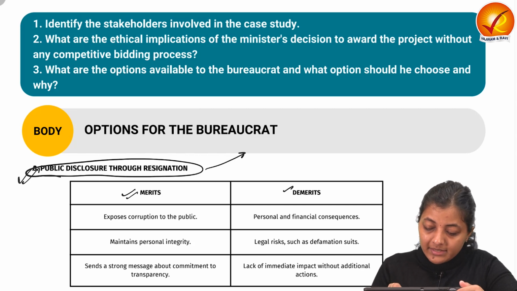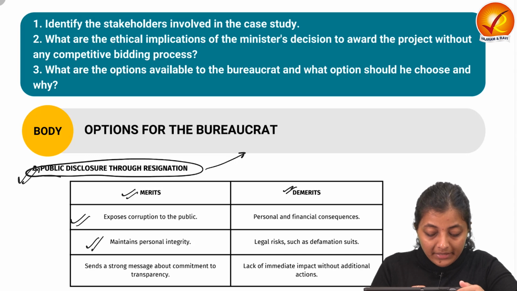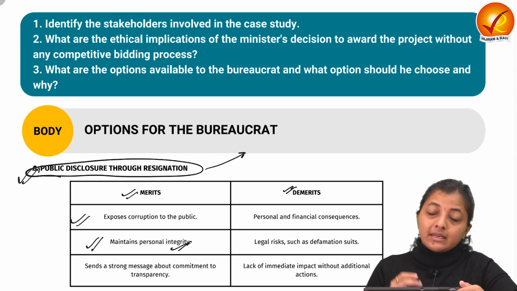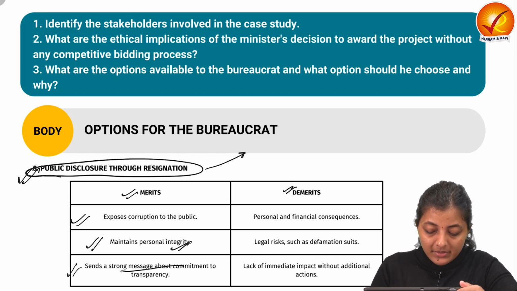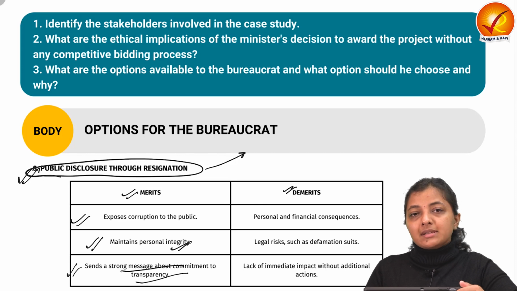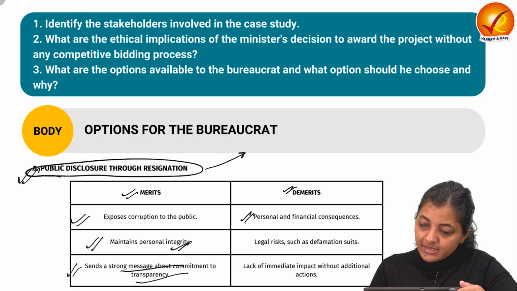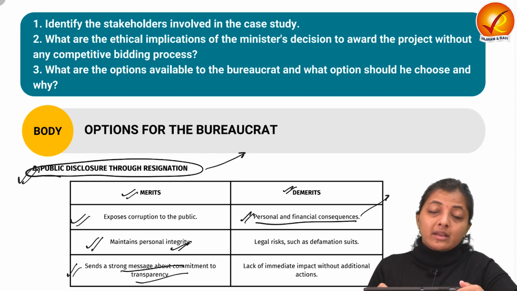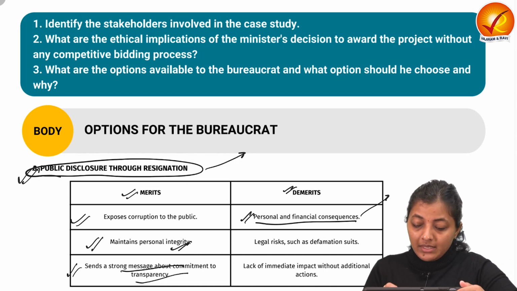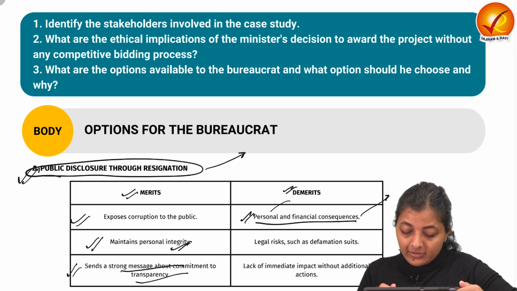So what would be the merits and demerits for that? Exposes corruption to the public, maintains personal integrity, that yes, I stand by whatever my conscience will allow me, and sends a strong message about the commitment to transparency and accountability towards the institution. Demerits are the personal and financial consequences. Maybe he would not have another job immediately. He has to face some financial or personal repercussions for that.